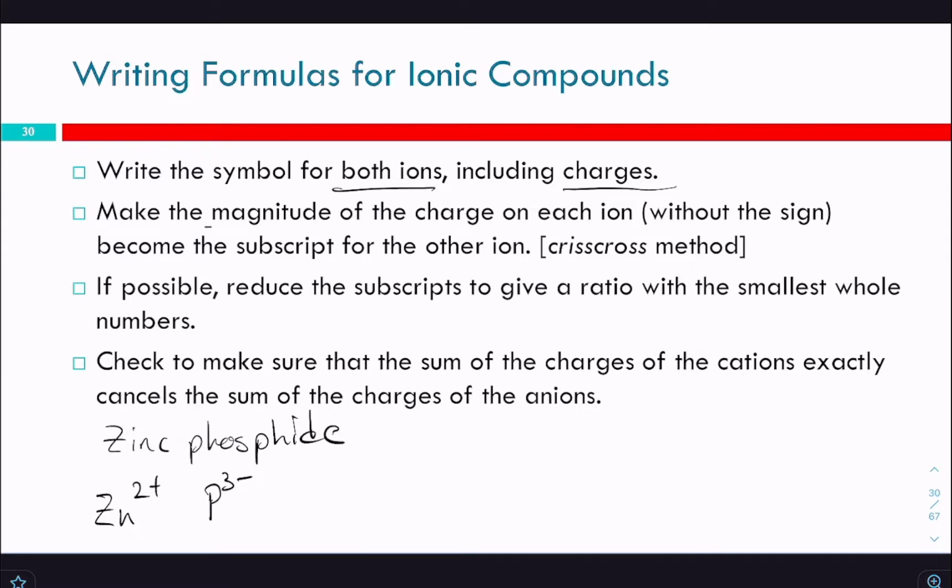So we want to make the magnitude of the charge on each ion become the subscript for the other ion. The magnitude of the charge on zinc is 2. It's 2+, we ignore the sign, we just take the 2. So when we have our formula, that'll be ZnP. We take this 2, and we make it the subscript for P, so it'll be a 2. Then we take the magnitude of the charge for phosphorus, here a 3, and make that the subscript for zinc. So this will be a 3.